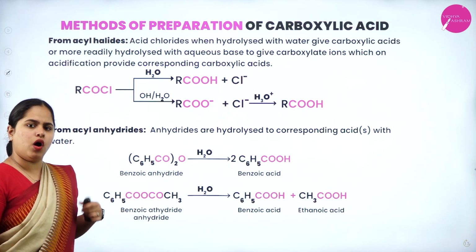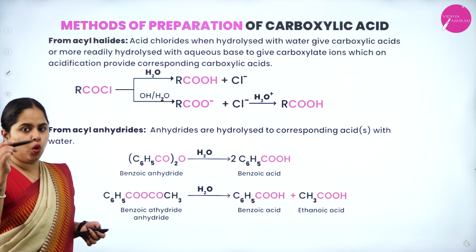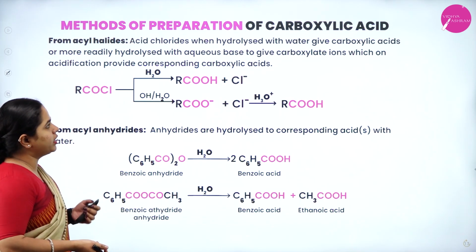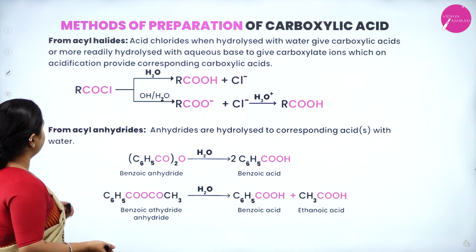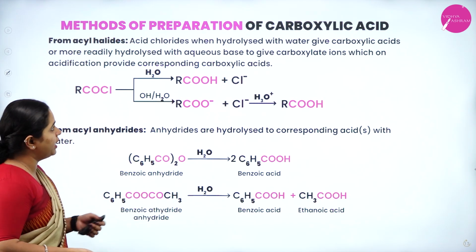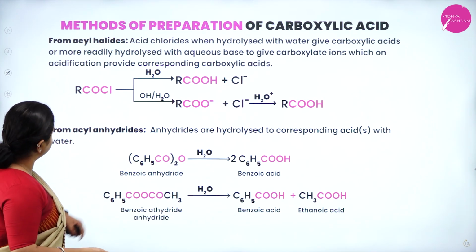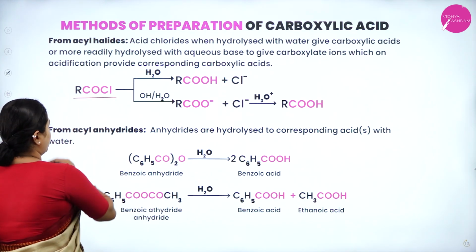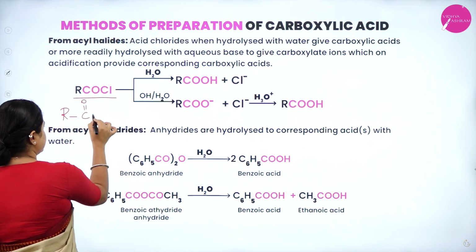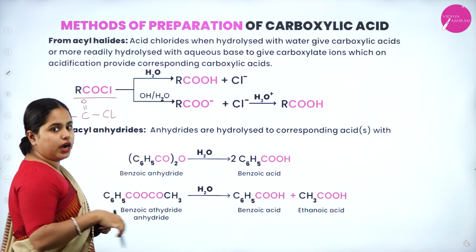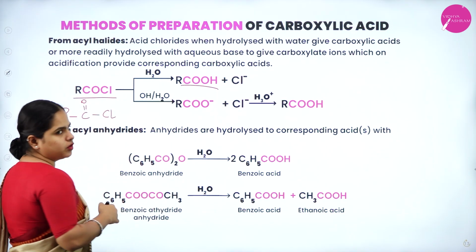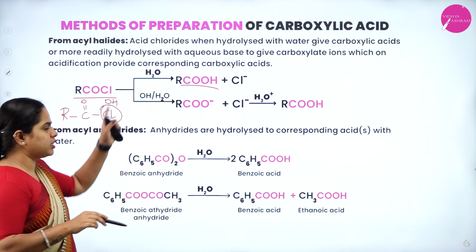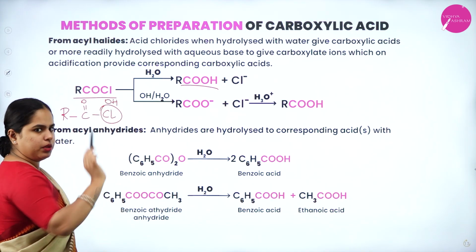Now the next method is from acyl halide. Acyl halide we already know, acid halide, that is RCOCl, obtained from carboxylic acid itself. So acid chlorides, when hydrolyzed with water, give carboxylic acid, or are more readily hydrolyzed with aqueous base to give carboxylate ions, which on acidification give carboxylic acid. So acyl chloride, that is RCOCl, reacts with water, hydrolyzes and forms carboxylic acid. The Cl will be replaced by OH from the water. So you will get the corresponding carboxylic acid and Cl minus will be removed.